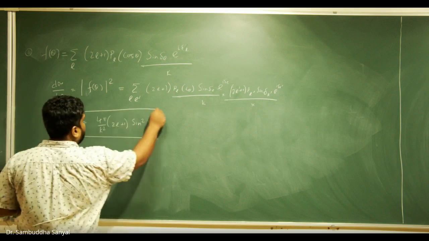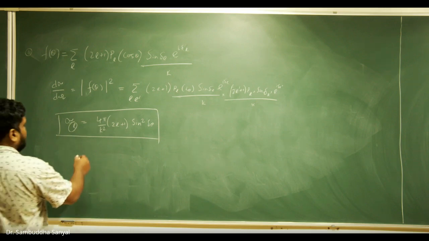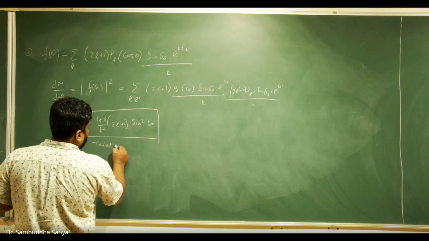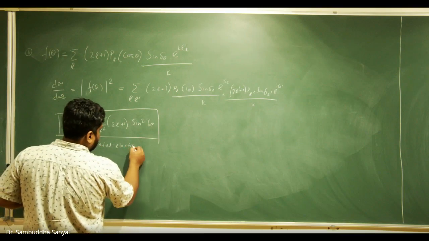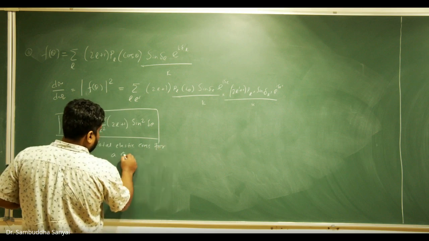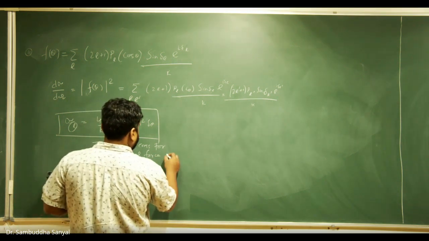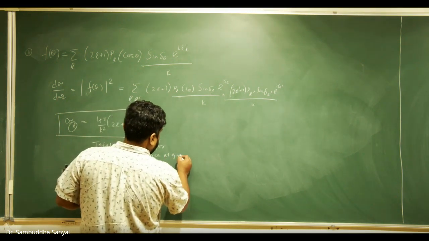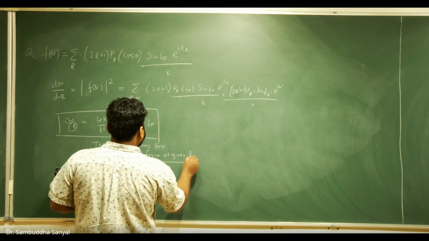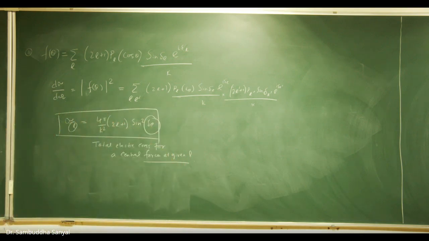You can write also the total cross section by writing the sum over L. Okay. So this is the full total elastic cross section for a central force at given L. The information about the central force is still not explicit. It's hidden inside the delta L, and I'll show how to calculate it.